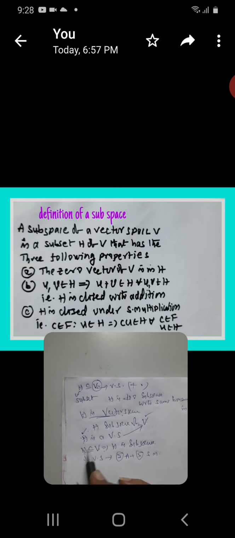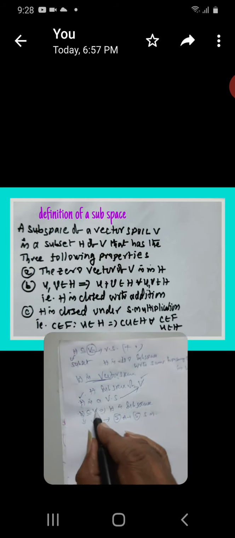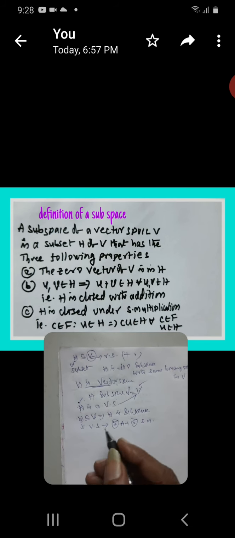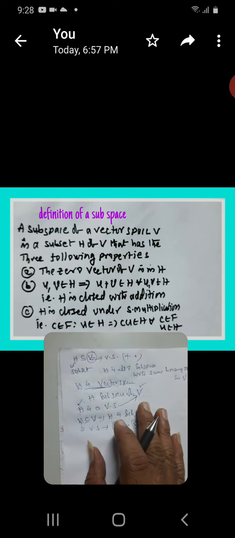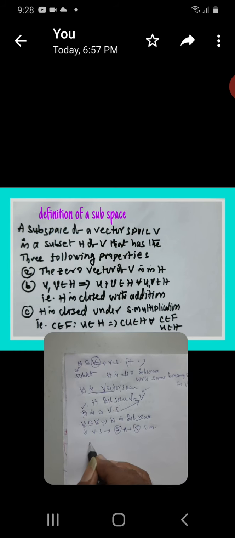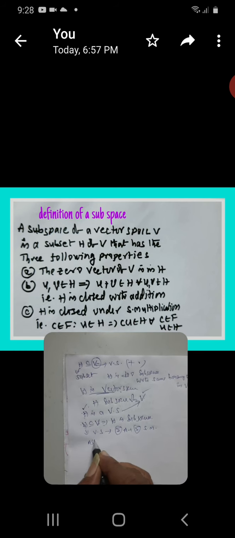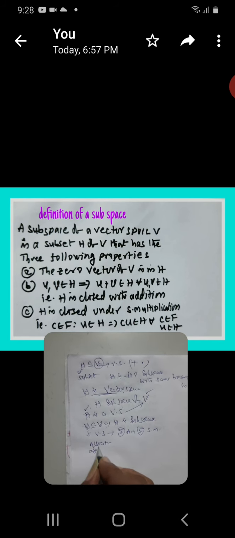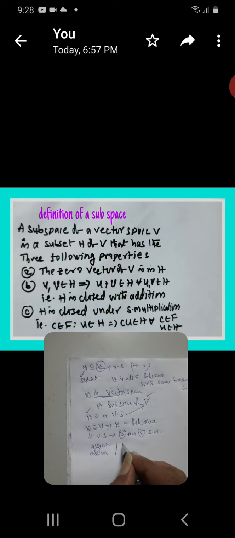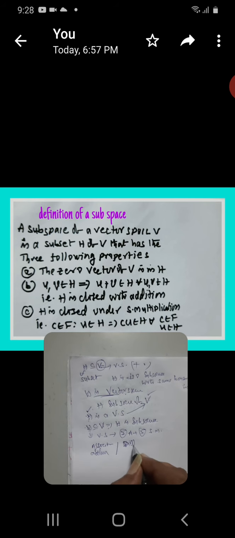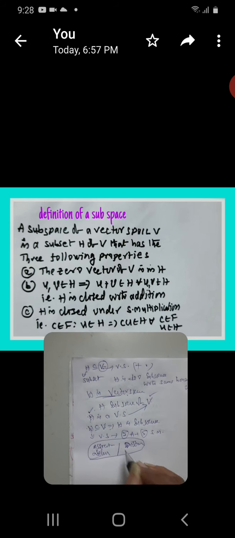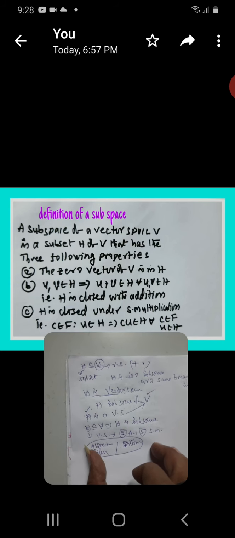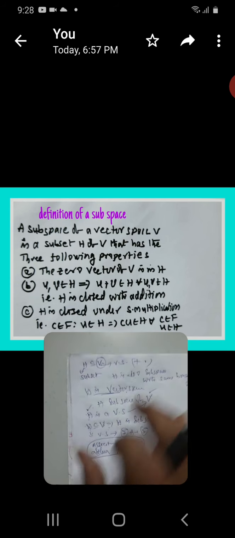Here the same elements are there in H and V. Some authors say H and V have the same binary operations. Some properties are satisfied easily in H. What are they? In vector space properties, the associative property, the abelian property, and some other properties, the distributive laws. These properties always hold in H and V, so they are easily satisfied. But except for these, you consider other properties.